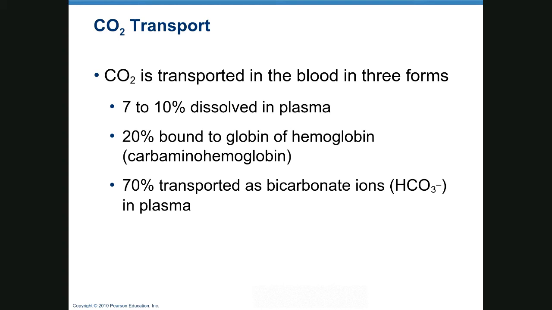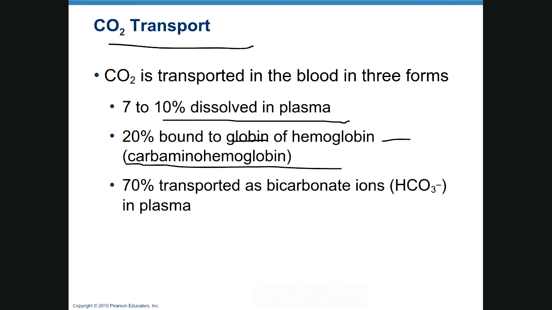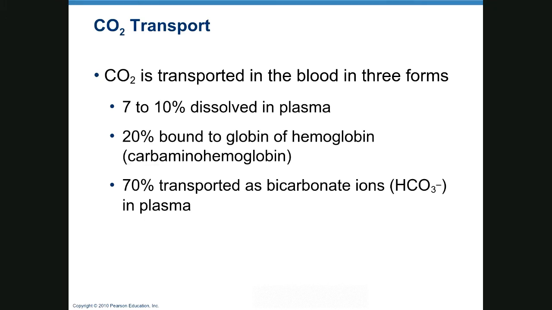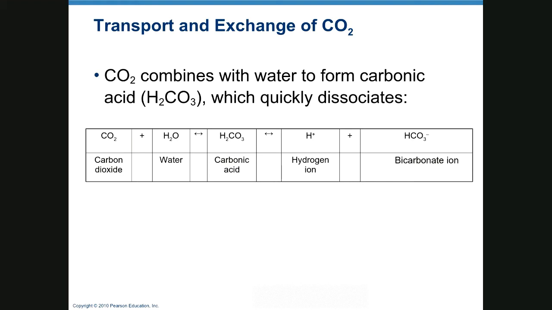Okay, CO2 transport, 3 different forms. Dissolved in plasma; bound to hemoglobin, but to the globin portion, not to the part that carries oxygen, so we have carbaminohemoglobin; and then 70% transported as bicarbonate in the plasma. Now, when you take carbon dioxide and dissolve it in water, you get a reversible reaction, which produces carbonic acid, which then is also a reversible reaction, producing hydrogen ion and bicarbonate ion.